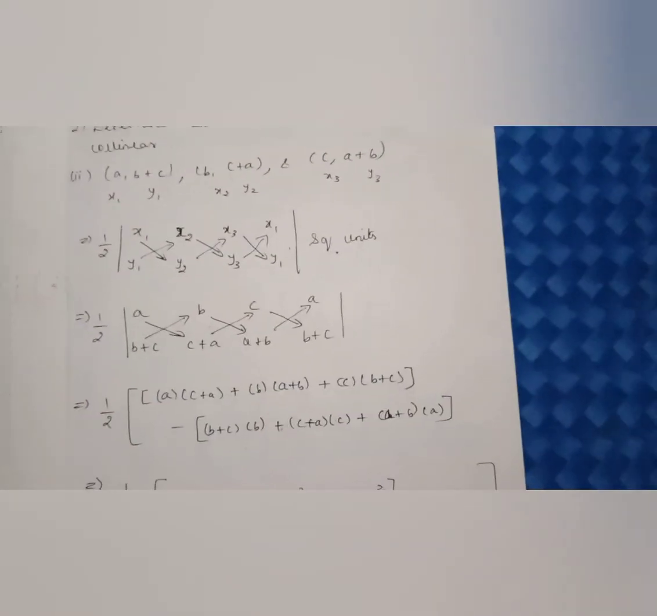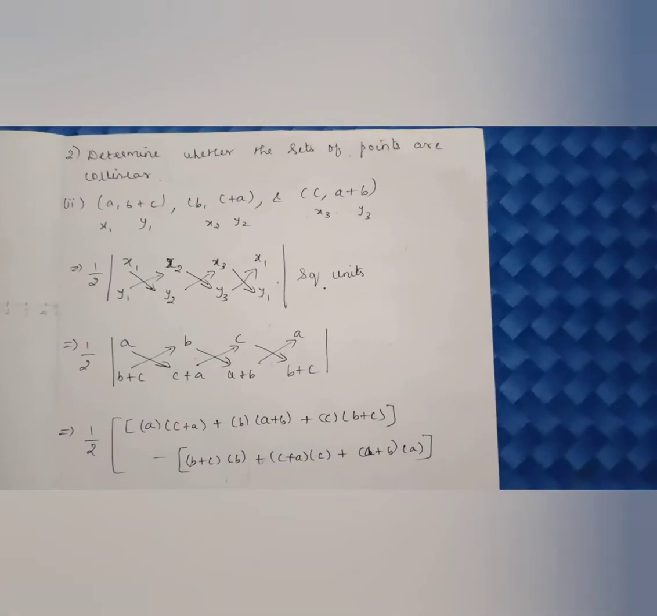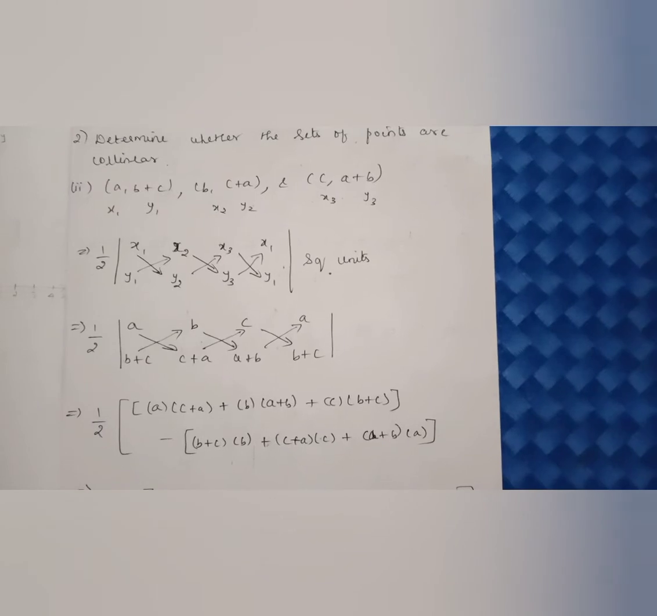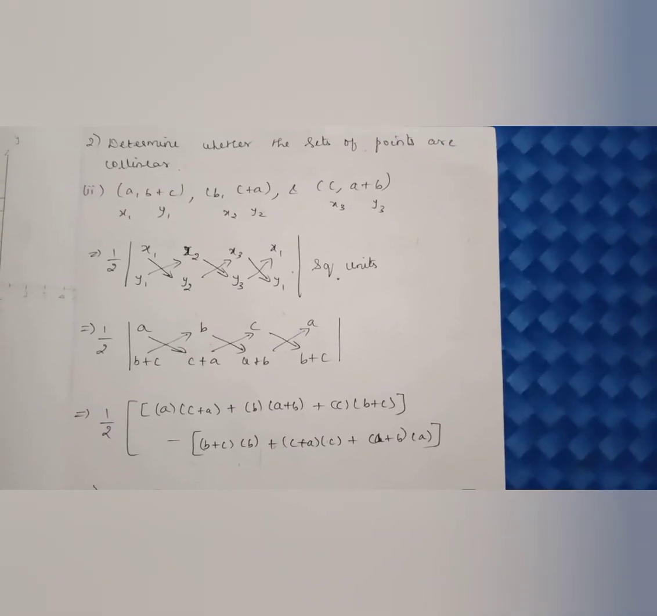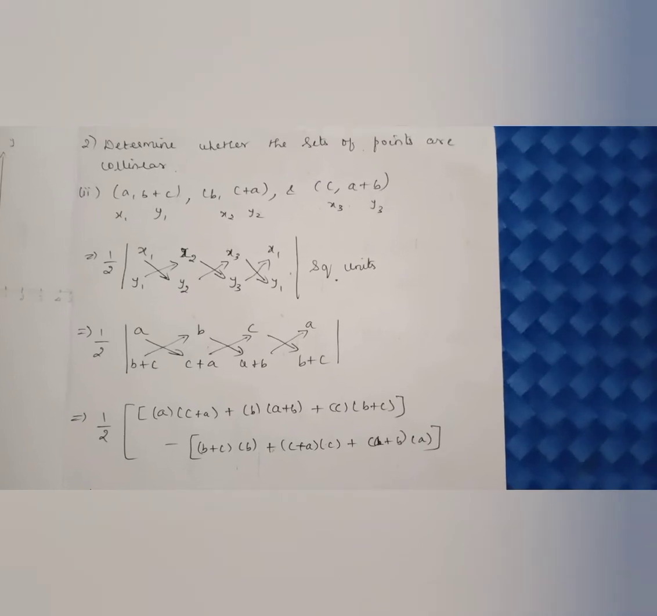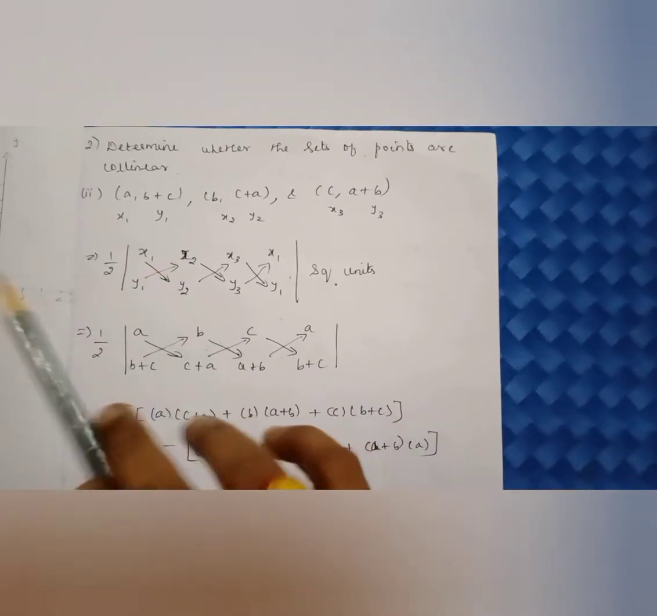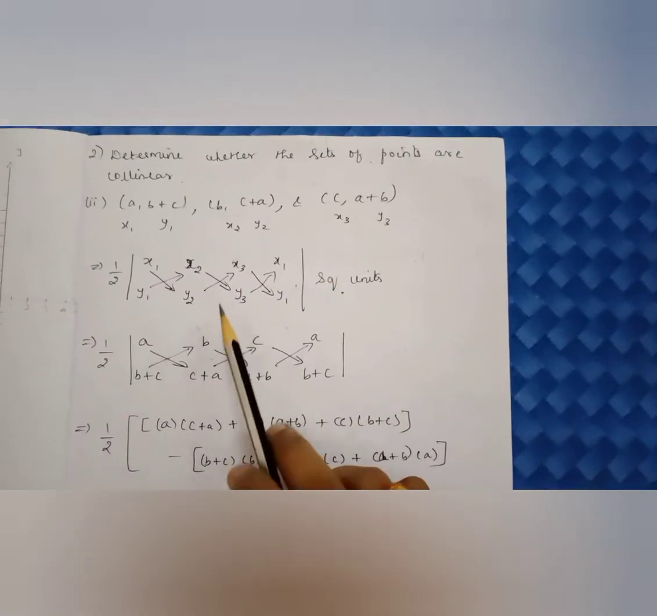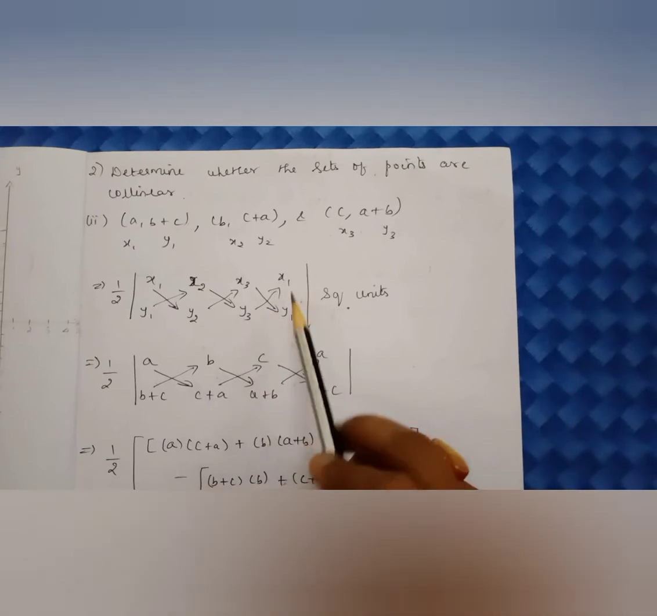So the first subdivision involved finding the area of the triangle. Now the second sum is going to involve collinearity. I have taken the second subdivision because it has alphabets: (A, B plus C), (B, C plus A), and (C, A plus B). Let us name them x1 y1, x2 y2, x3 y3. Take the method half into x1 y1, x2 y2, x3 y3, x1 y1.